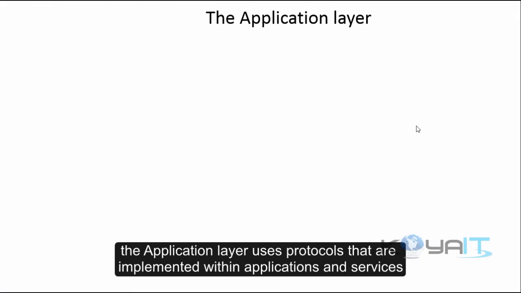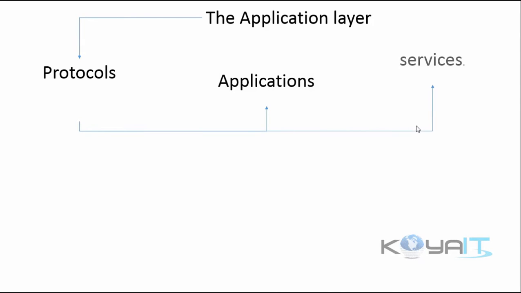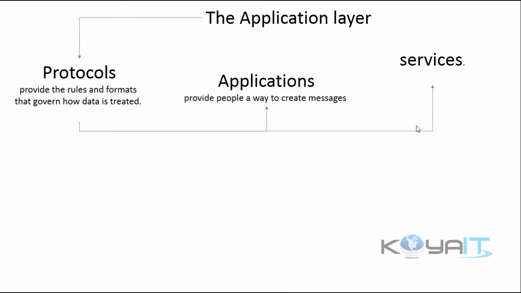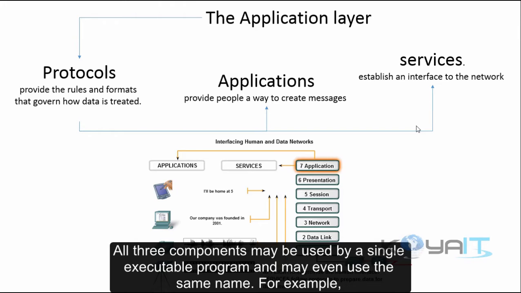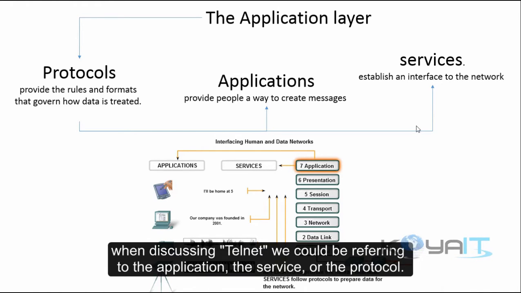The application layer uses protocols that are implemented within applications and services. Protocols provide the rules and formats that govern how data is traded. Applications provide people a way to create messages. Services establish an interface to the network. All three components may be used by a single executable program and may even use the same name. For example, when discussing Telnet, we could be referring to the application, the service, or the protocol.